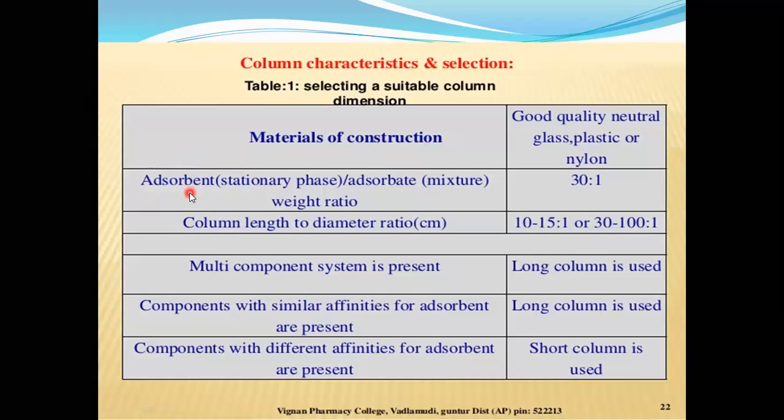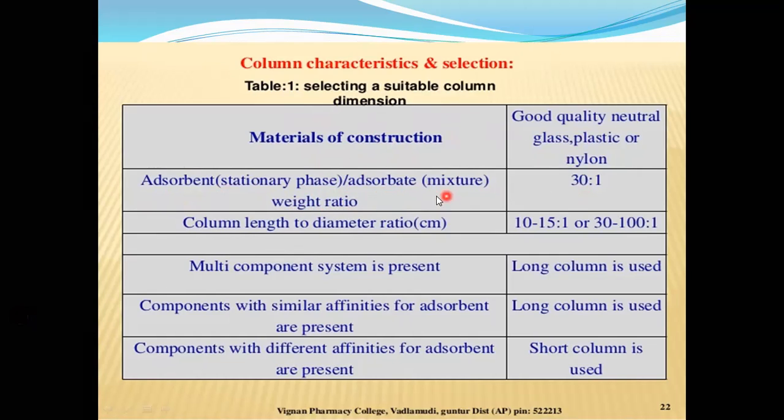So the first one is what? Selection of a suitable column. The column is a glass tube. So the stationary phase, adsorbent mixture weight ratio. The material should be good quality glass, plastic, or nylon. So this is about the selection of the column, a glass tube, and this is about the adsorbent. The adsorbent is nothing but the stationary phase.